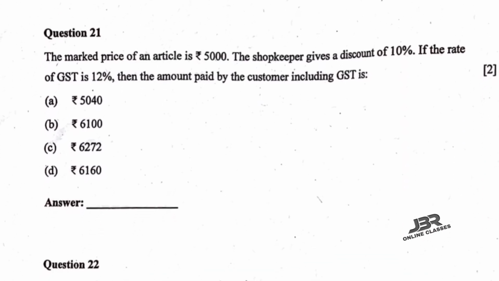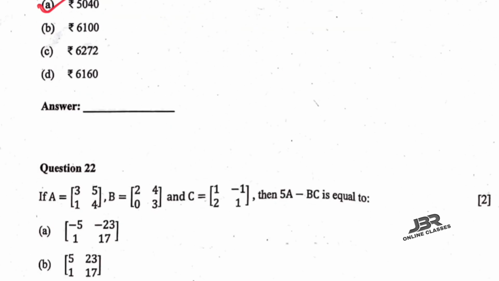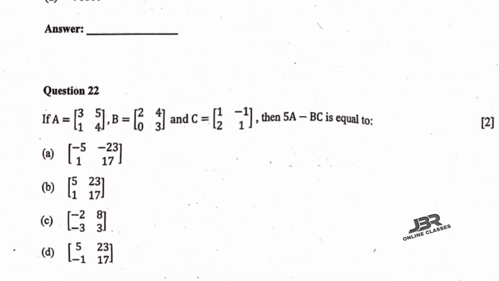Next one here 21. The market price of an article is 5,000. The shopkeeper gives a discount of 10%. If the rate of GST is 12%, the amount paid including GST, your answer will be here 5040. Then here 22, if A matrix, B matrix and C matrix, then 5A minus BC. So first here you have to multiply B into C, then subtract it from 5A, and here your answer is option D. Okay, option D will be your answer.